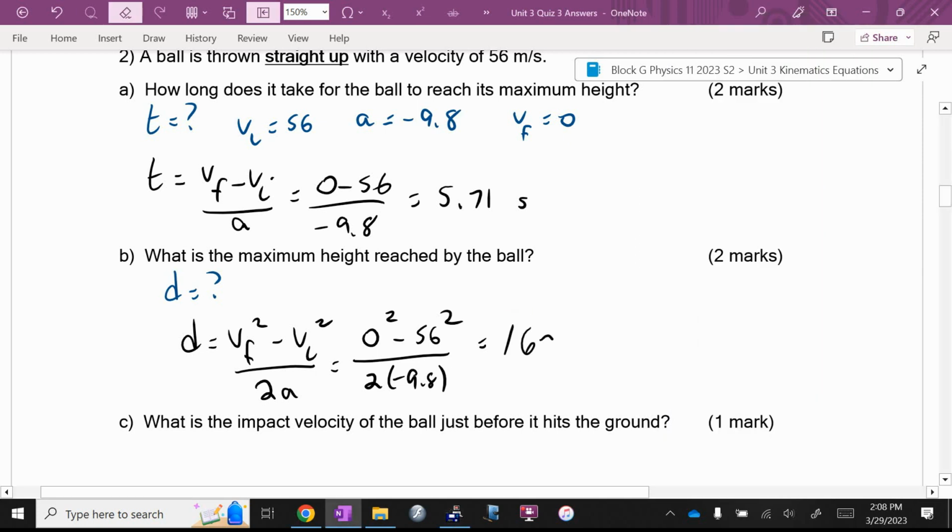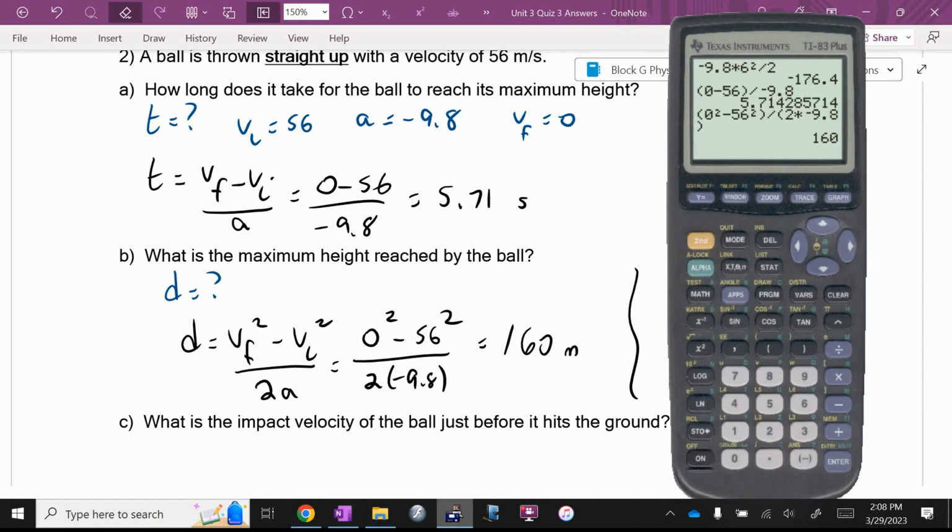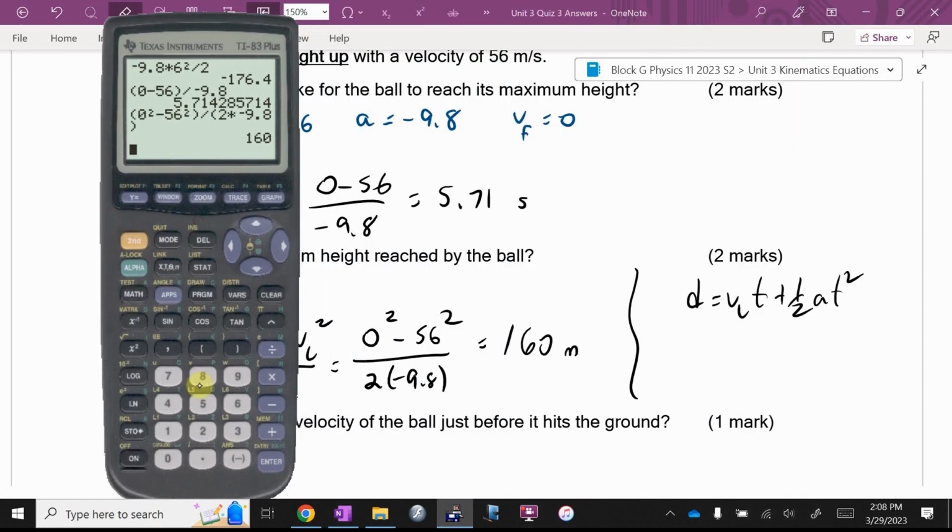Now, if this was a test and I had finished, but I had 10 minutes to kill, I would go back and I would go D equals VIT plus a half AT squared. I would use my answer from part A. So I would go, okay, VI was 56. Part A, I got T was 5.71 plus 0.5 times negative 9.8 times 5.71 squared. And I would see if I got the same answer. Did I? How come it's 159.99991, not exactly 160?